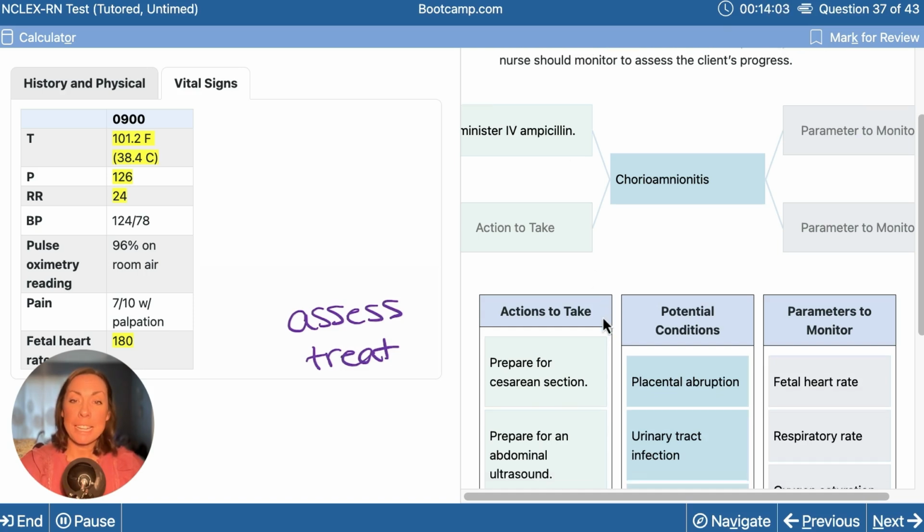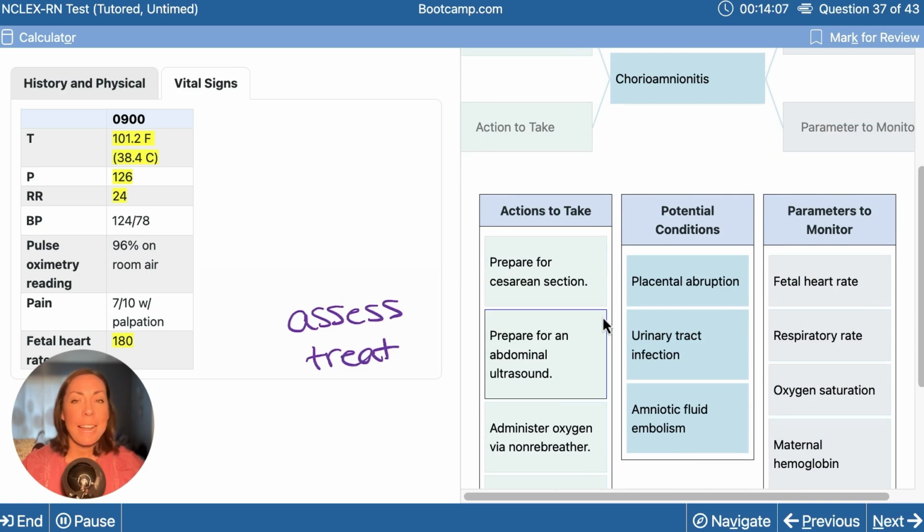Prepare for a cesarean section. No, so a cesarean section is not necessary. This client can still labor and deliver vaginally unless the mother or fetus start to decompensate. And although that fetal heart rate is tachycardic, we're going to give some antibiotics and hopefully maybe some antipyretics to reduce this fever, and that's going to help with that fetal heart rate.